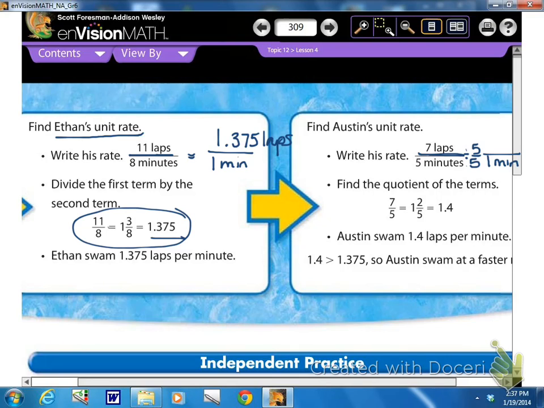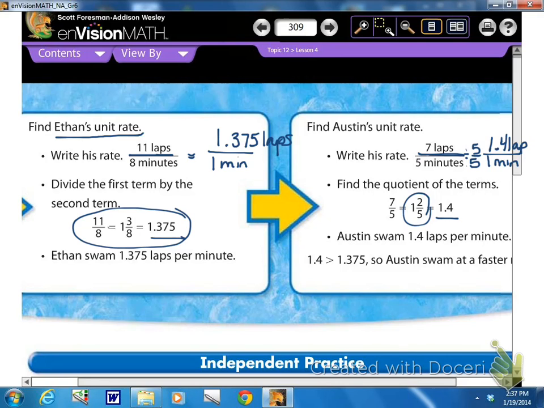And if you take that and you would make it a mixed number, you'd get 1 and 2 over 5. But we want to get a decimal here, so in your calculator you can put 7 divided by 5, and you would get 1 and 4/10 of a lap.